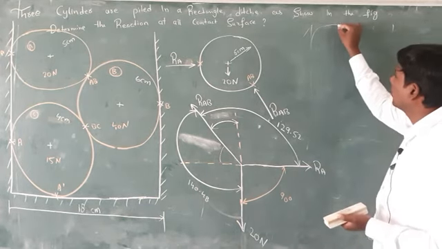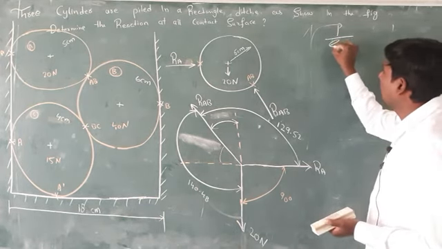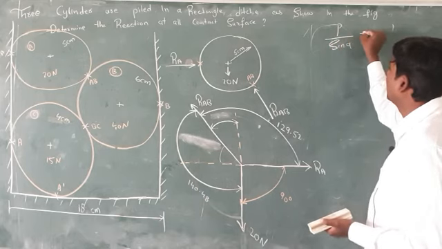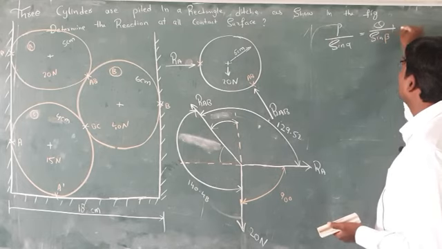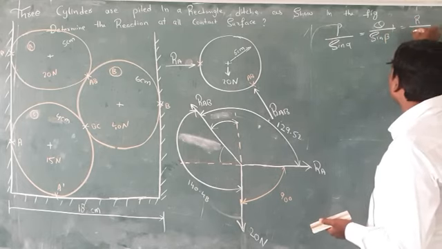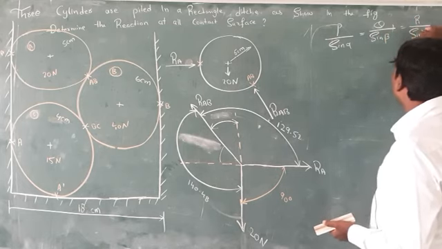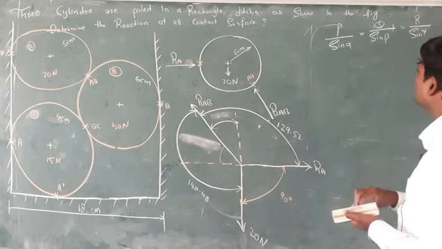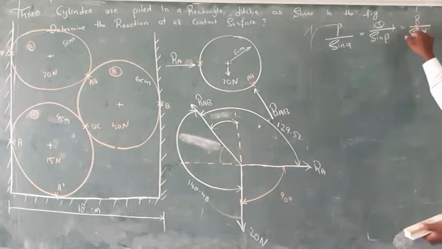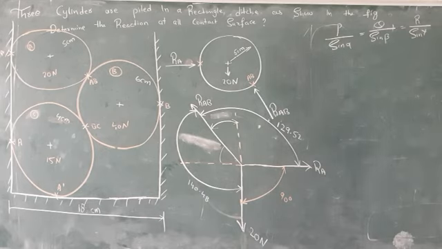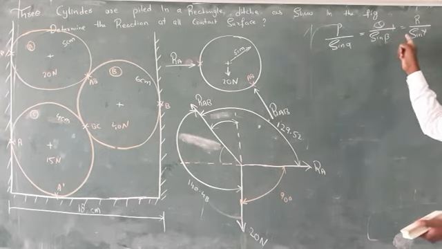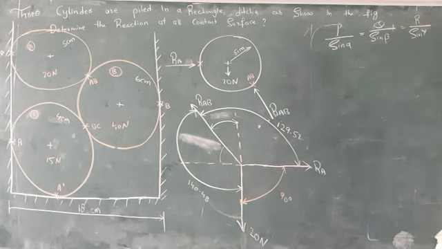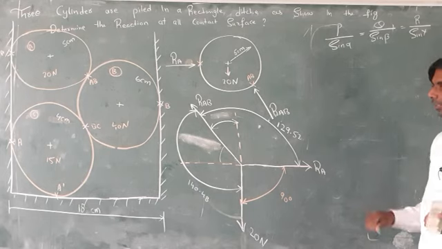See here. First, write down Lamy's theorem. P by sin alpha is equal to Q by sin beta is equal to R by sin gamma. This is Lamy's theorem. The good thing about Lamy's theorem is that you can select any force.